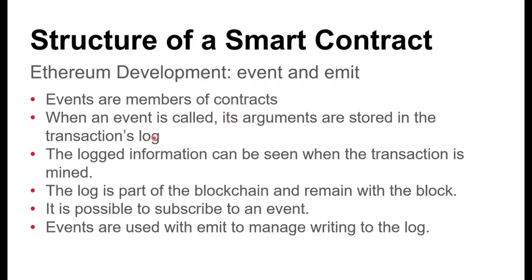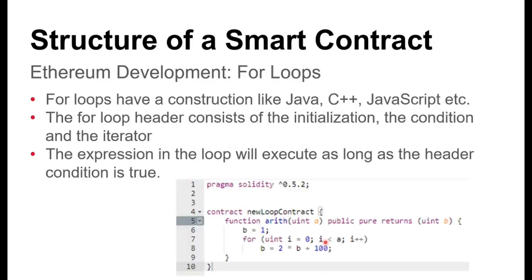When an event is called, its arguments are stored in the transaction's log, and the log information can be seen when the transaction is mined. So the log is part of the record when the transaction is mined. Events are used with emit to manage writing to the log.